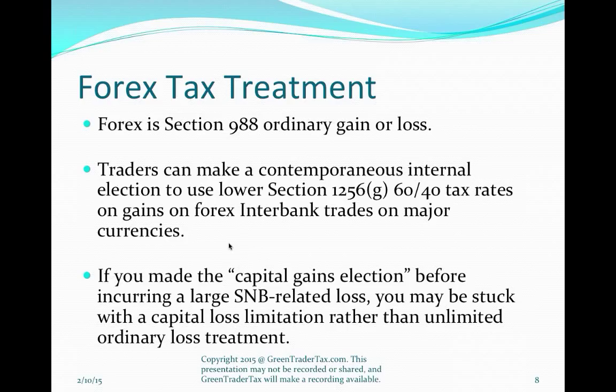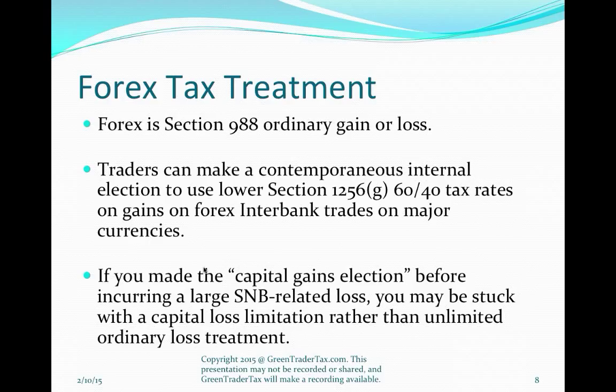You didn't want ordinary gains rates. You wanted the lower rates. 60% is a long-term capital gain, 40% is short-term. When you do the math, it's 1/3 off the tax rates. You wanted that. You filed the election.